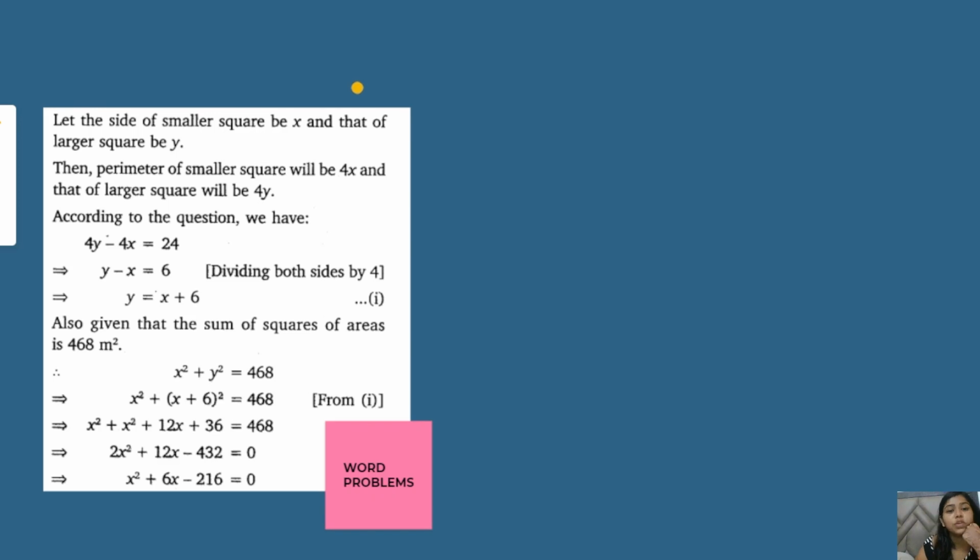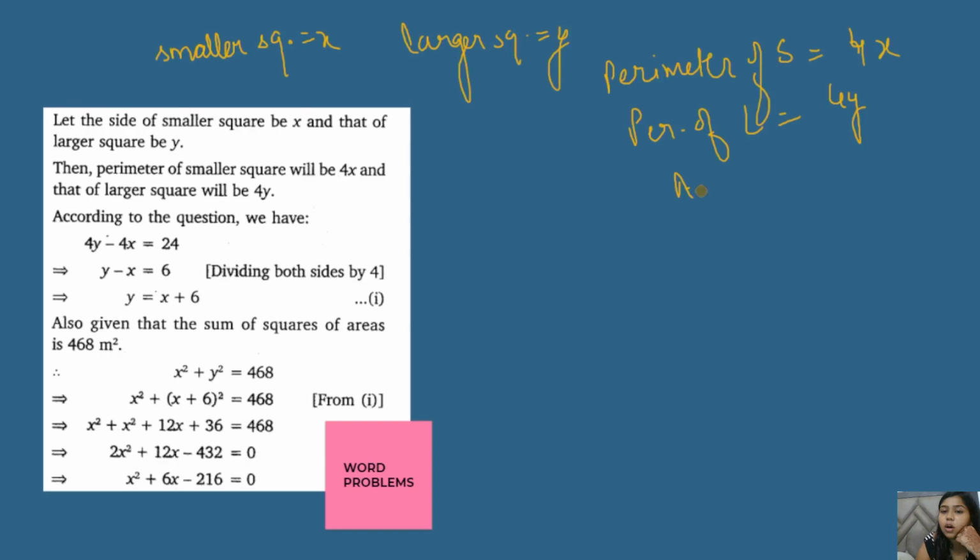So basically in this particular question it is given that there is a smaller square and there is a larger square. So let the side of the smaller square be x, and let the side of the larger square be y, right? Now the perimeter of the smaller one is 4x, and the perimeter of the larger square is 4y. Now the area of the smaller square is x square, and the area of the larger one is y square. Now according to the question it is given that the difference between their perimeters is equal to 24.